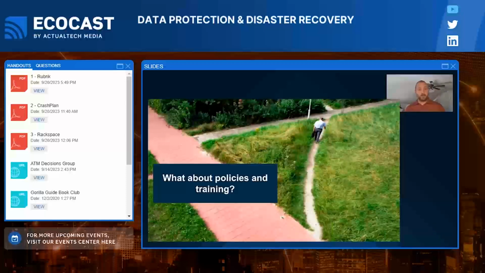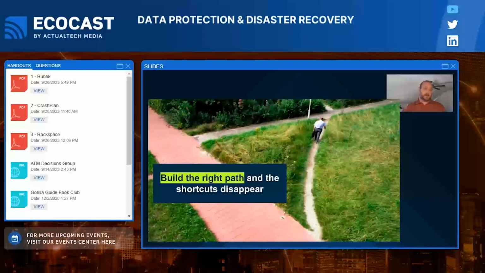So we need to build the right path. We need to remove those shortcuts and make it the path. So what that means is we need to make disaster recovery and data protection seamless, transparent, and automatic for the users. CrashPlan does this. We have the ability to drop the agent or to install the agent on your box, let the user start working, and then within minutes, the files are back on their box when they have a hardware refresh.